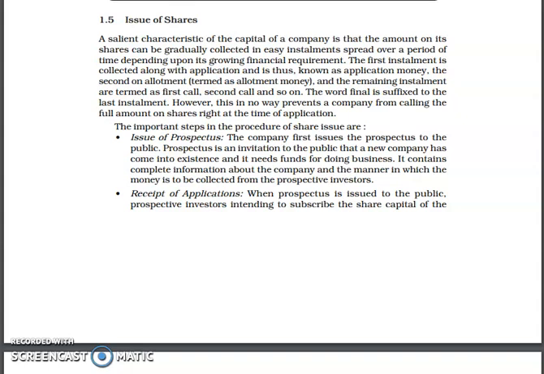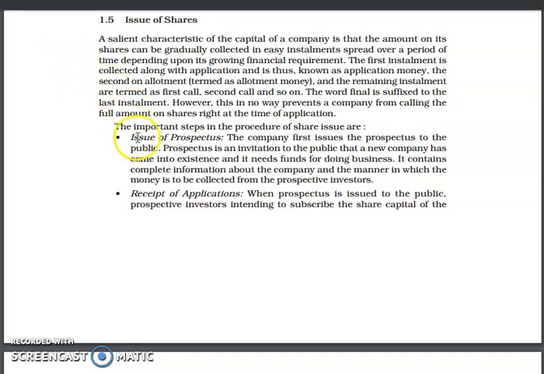Under this method, the majority of issue of shares by public limited companies are made in this way. This method is more flexible and convenient. The prospective investors need not pay the full value of the shares immediately. So they can apply for more shares than they can immediately pay for.